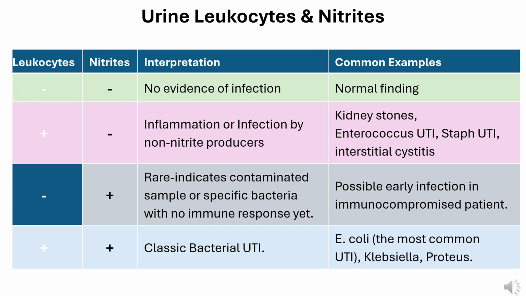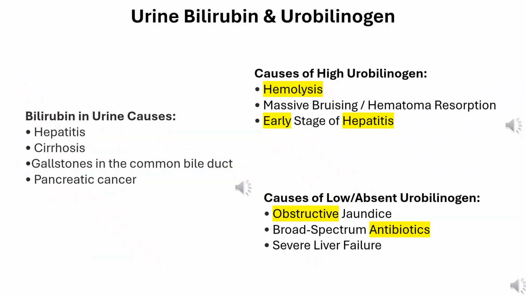Leukocytes are sensitive. Most UTIs will have them, but not specific. Other things cause inflammation. Therefore, the combination is the strongest indicator. If both are positive, the patient likely has a UTI. Bilirubin in urine detects conjugated, direct bilirubin. Unconjugated bilirubin is bound to albumin and cannot pass through the glomerulus. Its presence indicates liver disease or obstructive biliary disease.